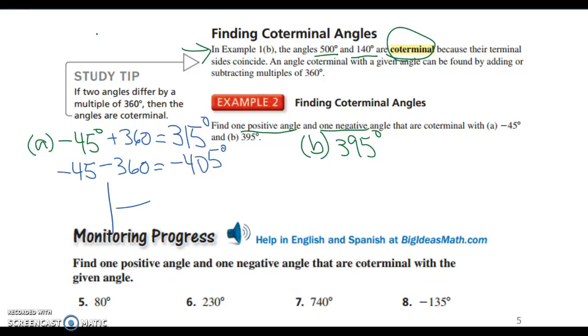And if you wanted to draw that, negative 45 degrees would be in this quadrant, and all of these angles would be drawn in that quadrant.